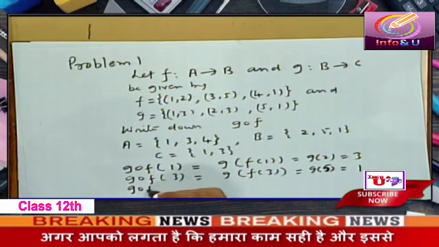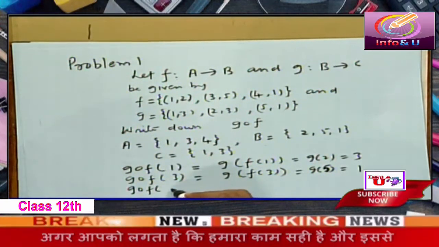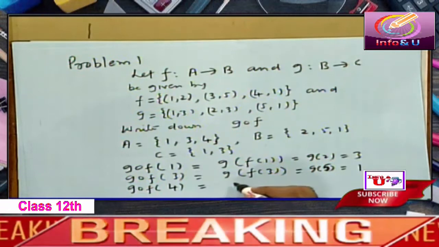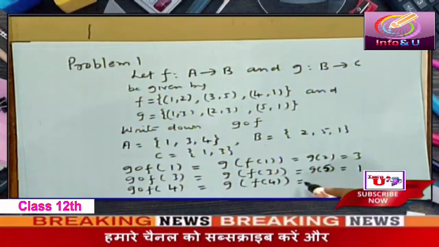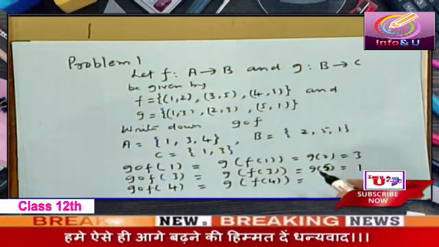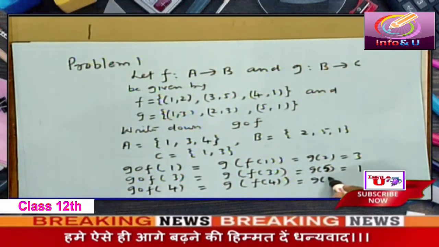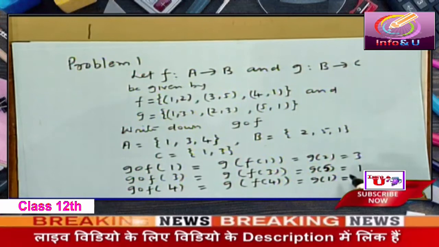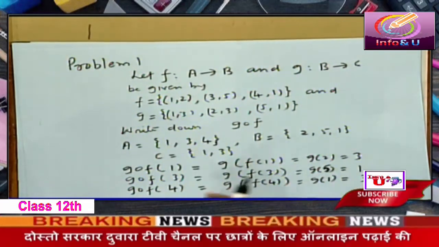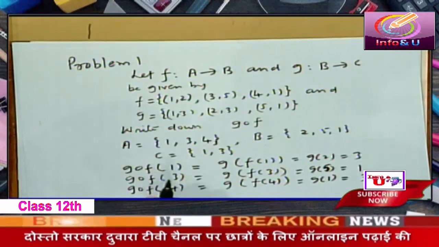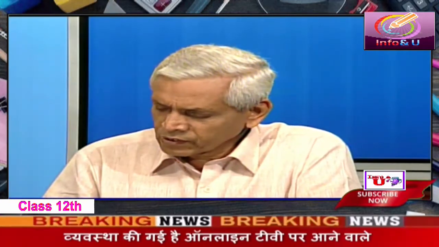Finally, we want g o f of 4. That is g of f of 4. f of 4 is 1, so it is g of 1. But g of 1 is 3. So ultimately g o f of 4 is 3.